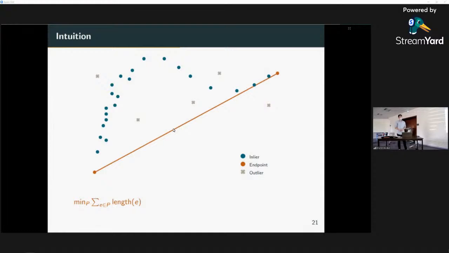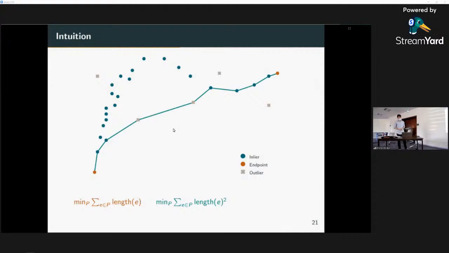Well, instead of taking the sum of the length, we can consider the sum of the squared length. And in this case, we get a path that is slightly better. We go through a few more inliers, but we still go through outliers and we don't reconstruct the whole shape.